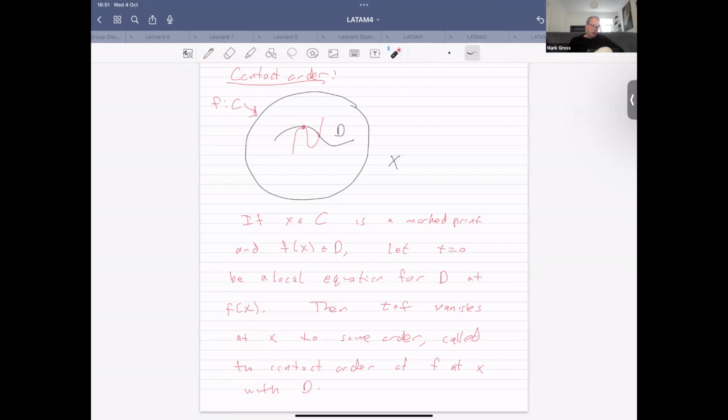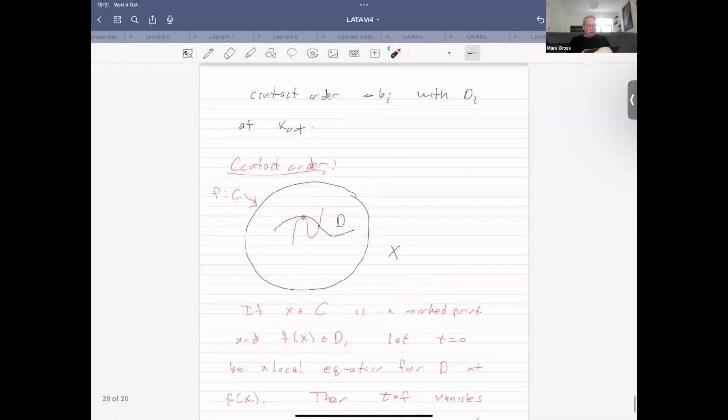So for example, in this picture, I intentionally drew this branch to be transversal. So at this point, you would expect the contact order to be 1. In other words, the local equation t equals 0 pulls back to an equation for the point, a function that has a simple 0 at that point. Whereas this branch of the curve is tangent to D, so maybe the local defining equation for D pulls back to a function that vanishes to order 2 at this point on the curve. And that's the contact order.